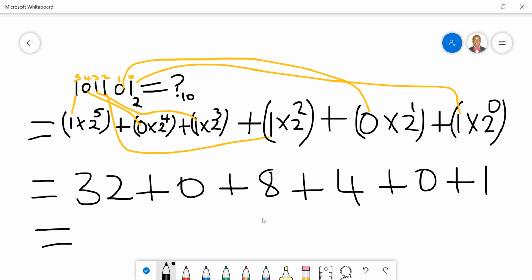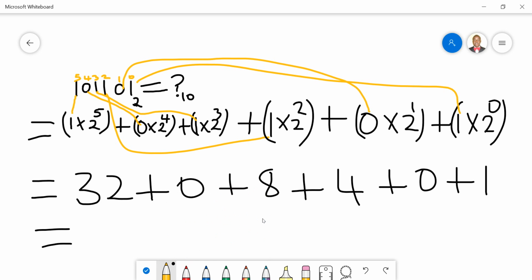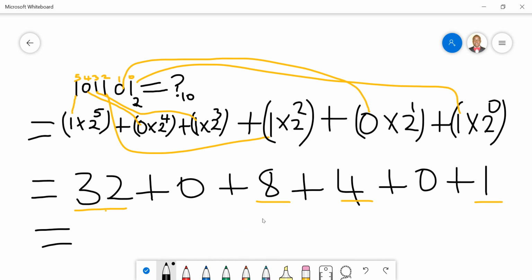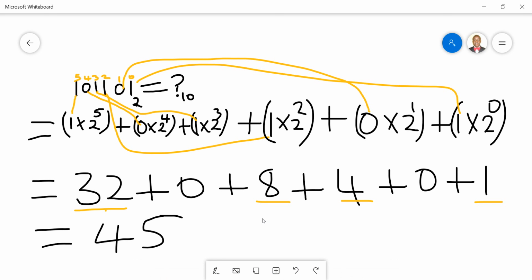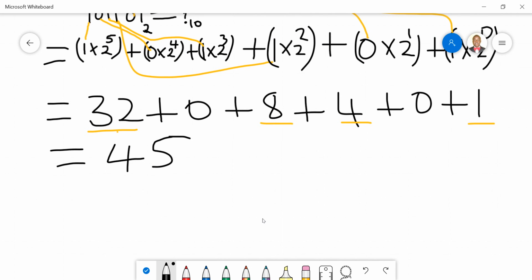Then the answer for this one is, you count 32 plus 8 plus 4 plus 1, which is 45. So this is 45, and it's of base what? It's of base 10.